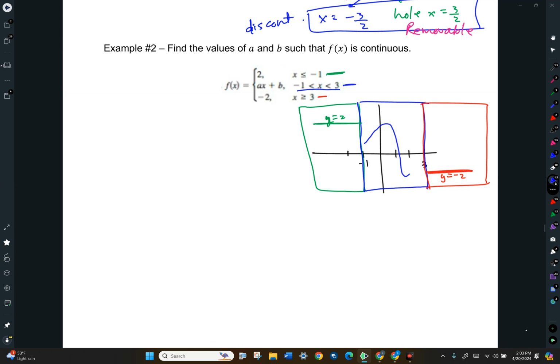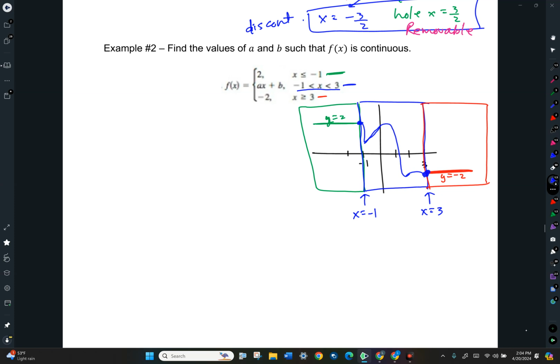But in order for this to be continuous, when this one comes right here, I need it to meet up with that graph. And when I head over here, I need it to meet up with that graph. If they meet up, then this overall is a continuous function. So what I'm really concerned about is what's happening right here when x equals -1 and what's happening right here when x equals 3. When x equals -1, I need the green and blue piece to have the same y value. That would make it continuous. And when x equals 3, I need the blue and the red one to have the same y value.